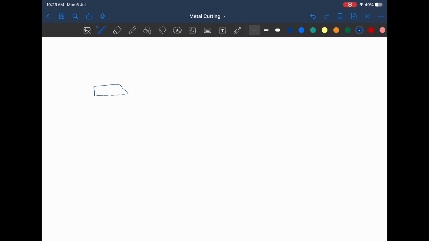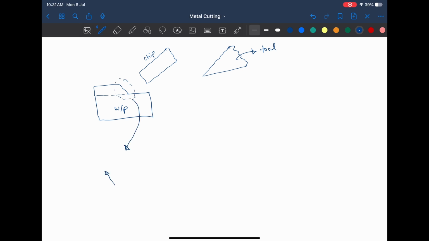We are now dividing our figure into sections, like this is chip, workpiece, and there will be the tool. There will be three parts to our figure, and we will be analyzing various forces acting on surfaces. These are the forces acting on the shear plane, Fs and Fn. Both are perpendicular to each other, and there will be a resultant force R.